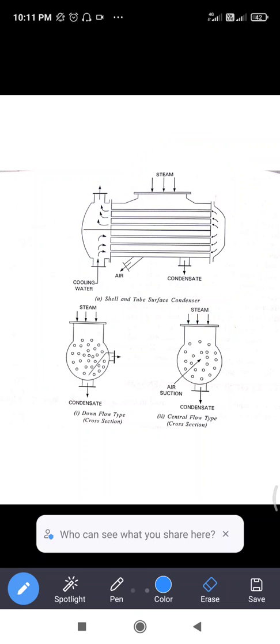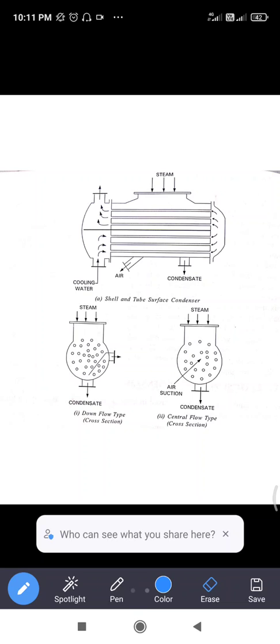The steam to be condensed is made to flow around the tubes. The condensate is free from impurities and can be reused as hot feed water to a boiler. Air is removed with the help of an air pump in order to reduce the back pressure and improve the efficiency. This is the shell and tube surface condenser.